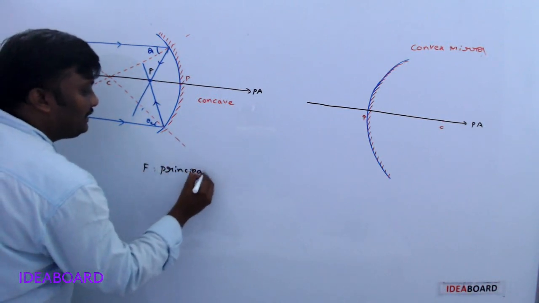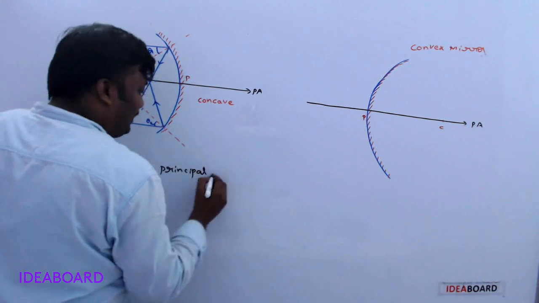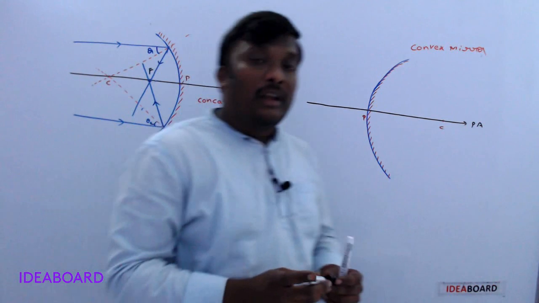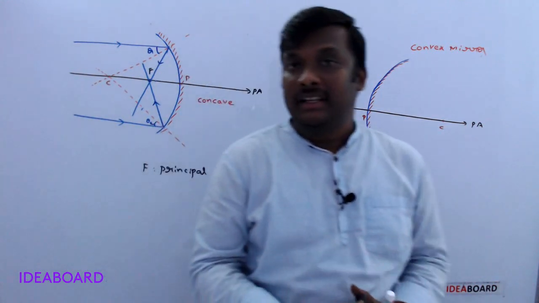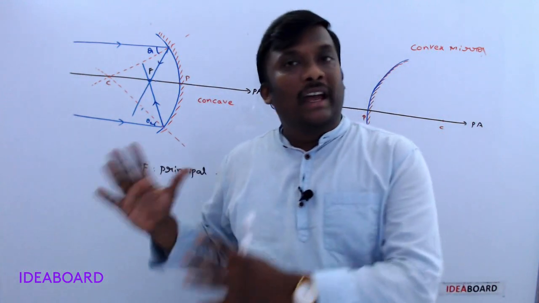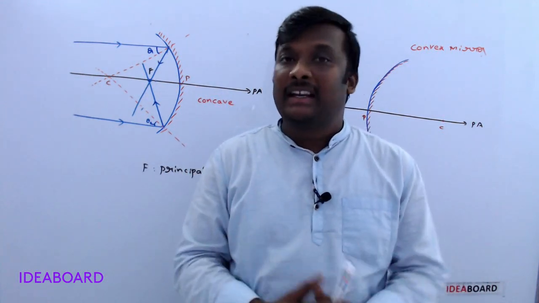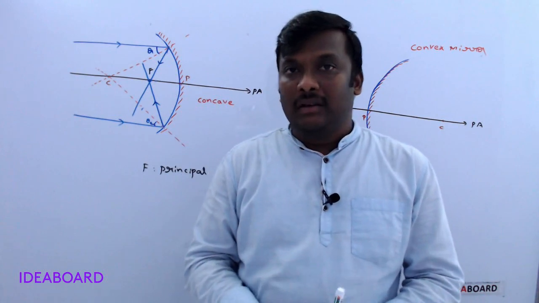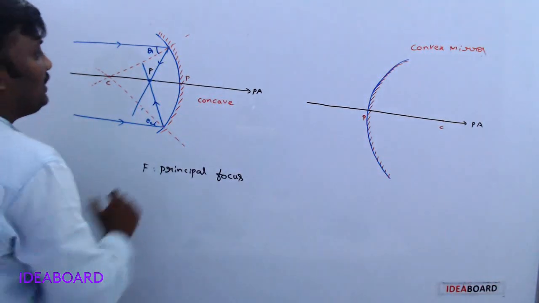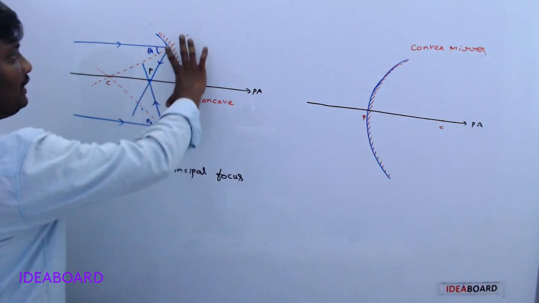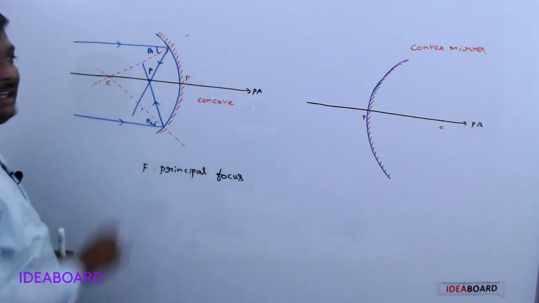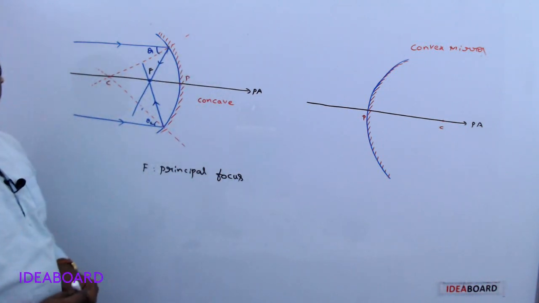All these are important terms here. You must remember them before entering into in-depth analysis of the spherical mirror. You must know all these words. Without this, if you directly go to the spherical mirrors, you won't understand. Okay, please concentrate. So what is principal focus? Principal focus is nothing but the point where all the reflected rays converge. That point is called the principal focus.